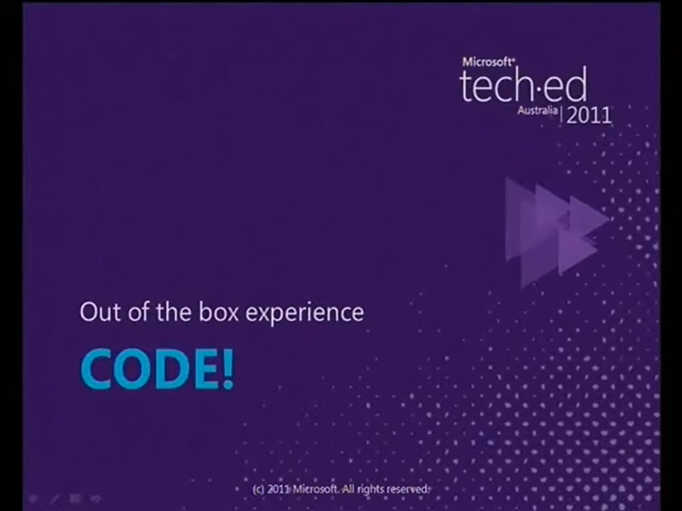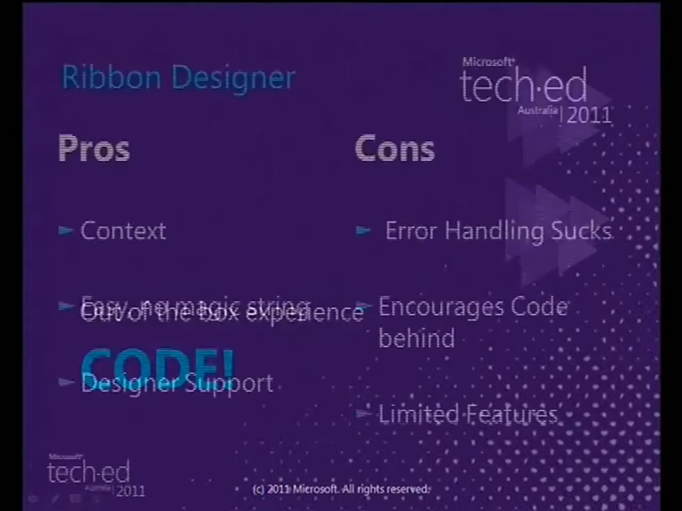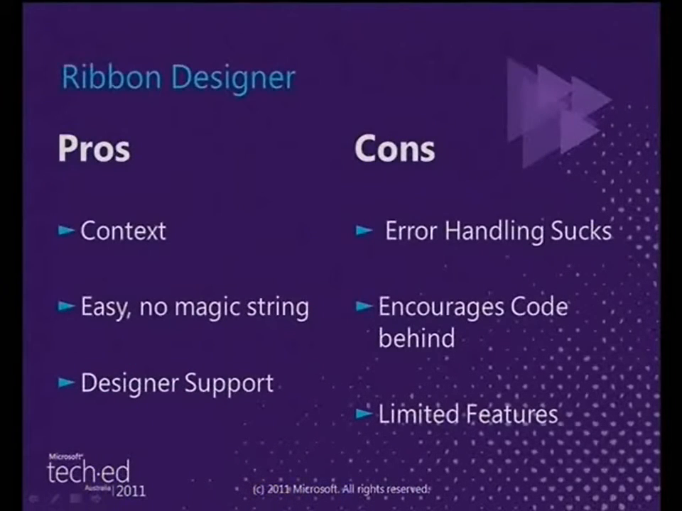Just to recap on all of that, what the pros and cons of each of them are, is your ribbon designer. It's got context. That's probably the biggest one. Context is really important. You get a button click, you know what window that's associated with, you don't have to map to the current active window, that sort of thing. It's all done for you. It's quite easy. You've got less magic strings than the ribbon XML. And you've got full designer support, and that's really quite cool, and that's what people love.